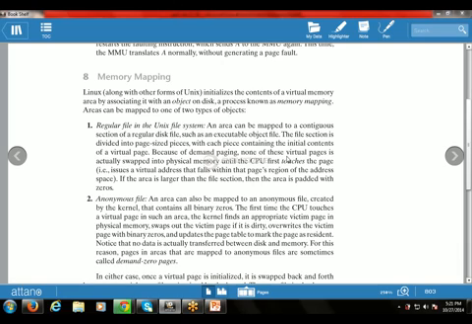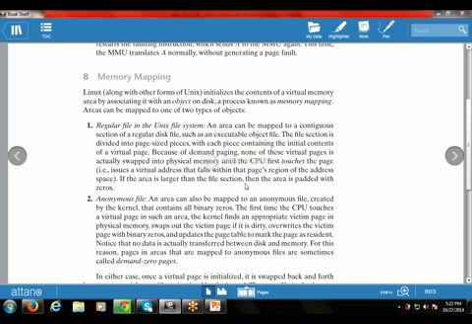Because of demand paging, none of these virtual pages is actually swapped into physical memory until the CPU first touches the page, that is, issues a virtual address that falls within that page region. In simple terms, an area can be mapped to a contiguous section of a regular file, such as an executable object file, divided into page-size pieces, where each piece contains the initial content of a virtual page.